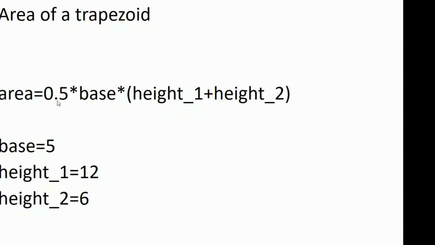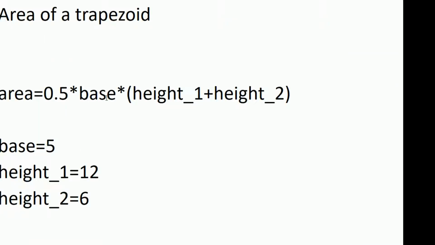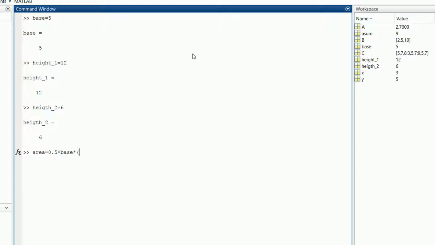So area is going to be equal to 0.5 times the base multiplied by, and open a parenthesis, height 1 plus height 2. I made a typo there, so now I need to deal with that typo. Height 2. Press enter, and basically MATLAB pulls the information from the variables, places it in the equation, calculates the value, and stores it back into our variable area.